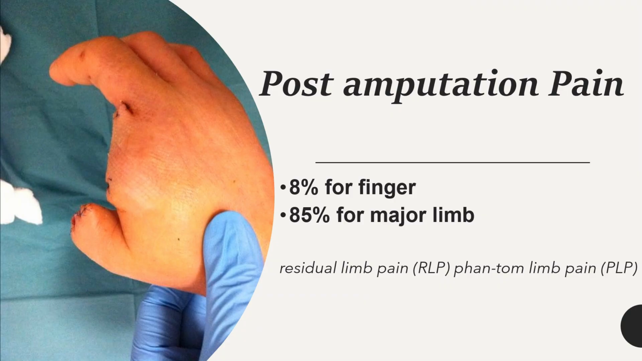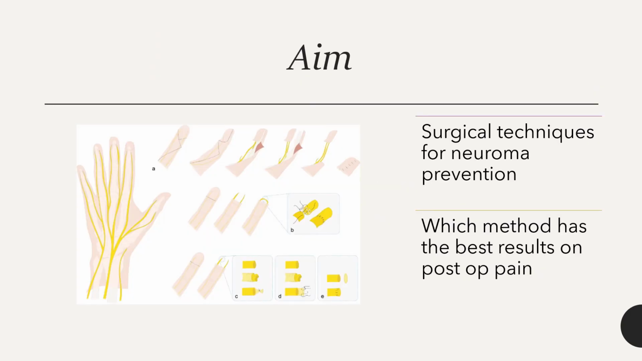Amputation pain is common, seen in about 8% of finger amputations and up to 85% of major limb amputations. The pain can be due to residual limb pain or specifically phantom limb pain. In this systematic review, we looked at this post-amputation pain as our outcome measure. The aim was to understand the various surgical techniques that have been performed in the literature for neuroma prevention, and which was the best method to produce minimal pain post-operatively.